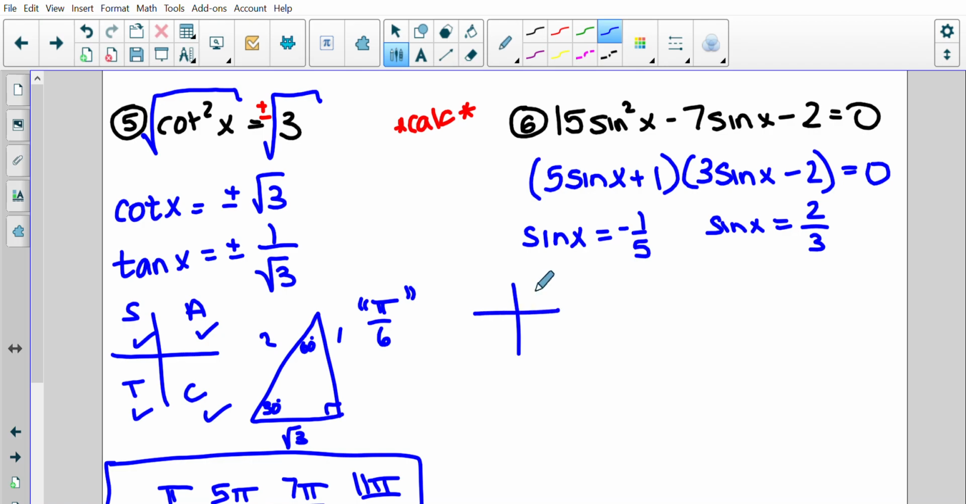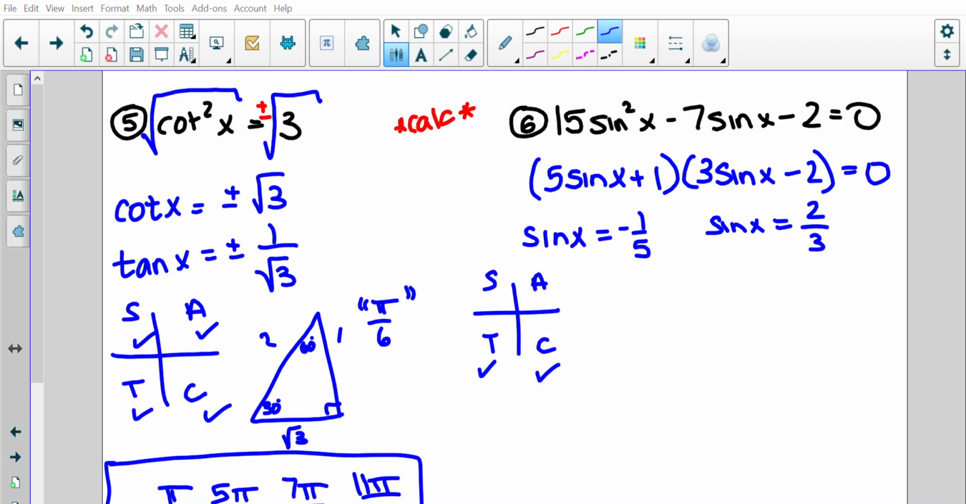So again, I would think about what quadrants I'm in. And this time sine is negative, which means I have to be in quad 3 and quad 4. So because sine is negative, I'm in those quadrants, but the ratio is 1/5. That doesn't necessarily refer to one of our special right triangles. So here's where the calculator comes into play. I'm going to pull up my calculator here, so just bear with me.